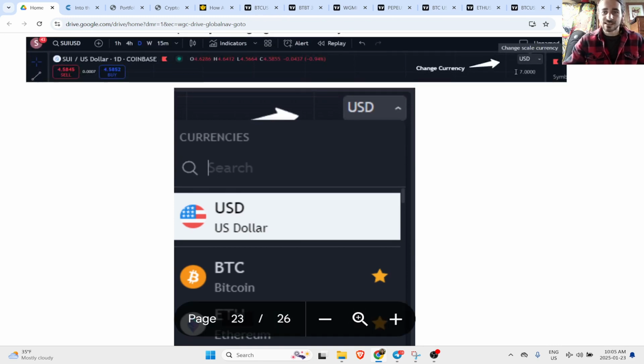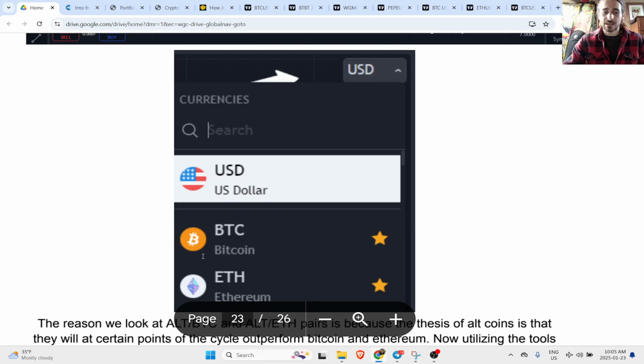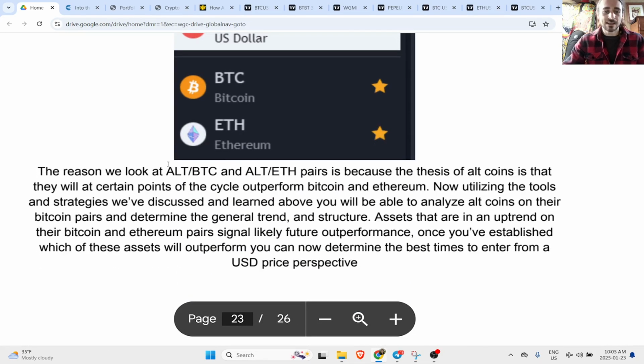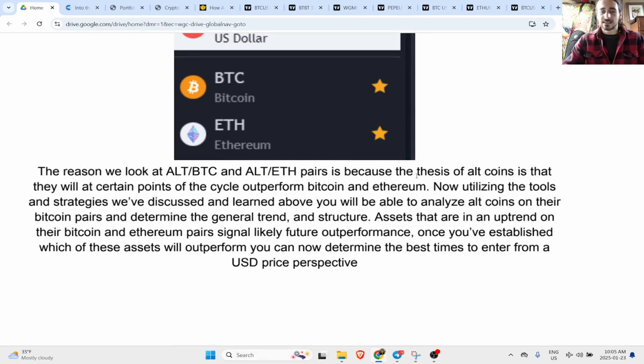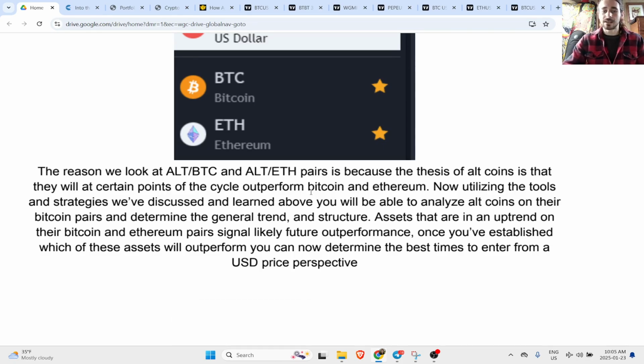So yeah, just here you can see in the top corner, there's a change currency scale, and I just have US dollar, Bitcoin, and Ethereum marked. The reason I look at alt Bitcoin and alt ETH pairs is the thesis of altcoins is that at certain points they'll outperform, in the cycle, both Bitcoin and Ethereum.